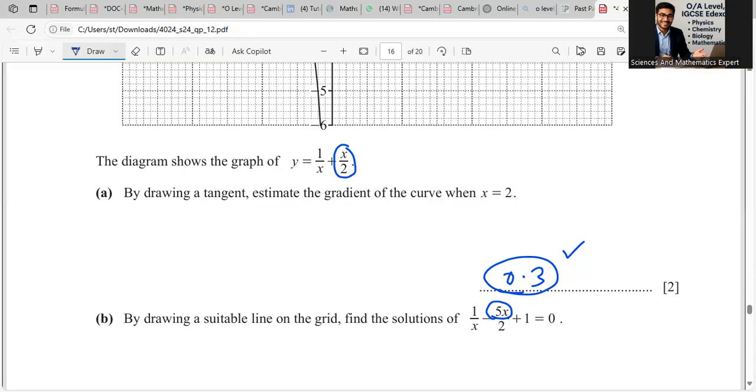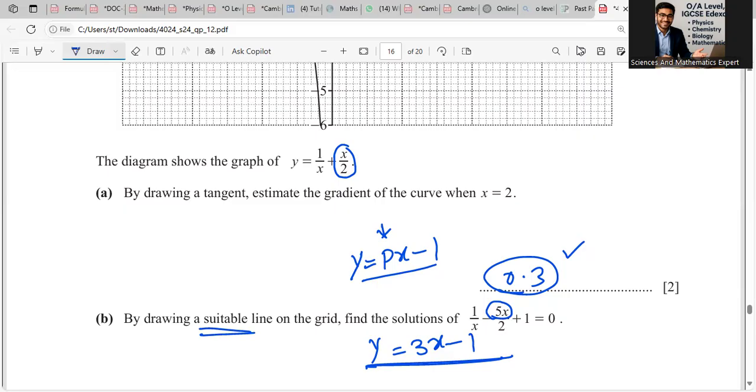Then I can make this 5x to be taken as px minus 1 to be written in the form of the ruled value over there. Then we will say y is equal to px minus 1, and I am taking this p as 3. So y is equal to 3x minus 1 will be the line which should be drawn on the grid over there. So for drawing this line, I will simply put x equal to 0, you get y equal to minus 1. Put y equal to 0, you will get x equal to 1 by 3.